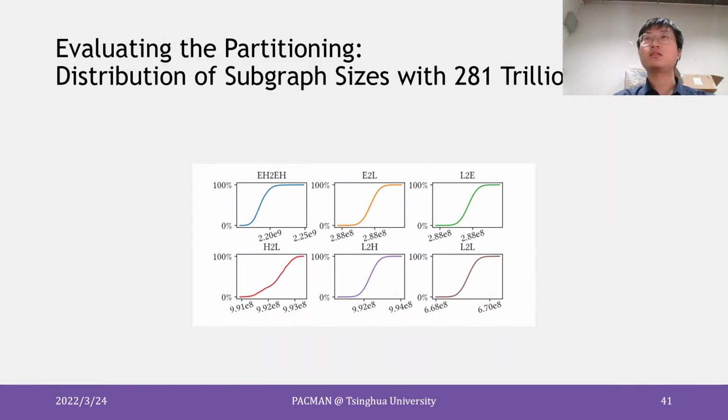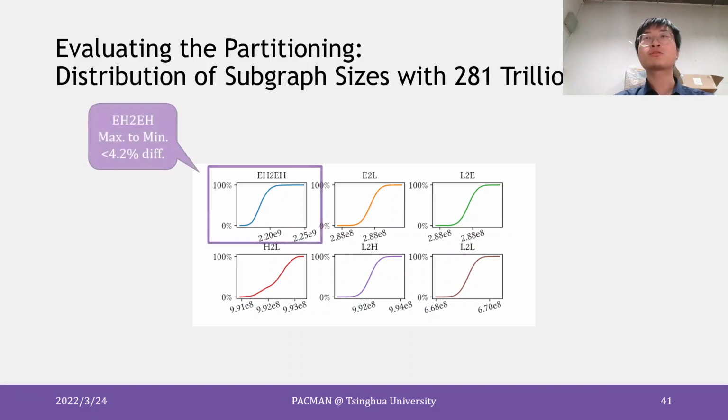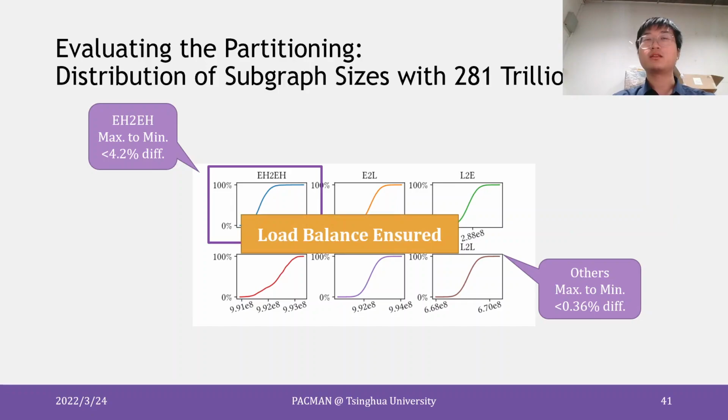To see what happens in the new partitioning method, we recorded the distribution of subgraph sizes on each node with 281 trillion edges at full scale. The figures shown are the cumulative distribution functions. Notice that the x-axes are all in a small range, which indicates that outliers do not occur. To be accurate, EH2EH has a min-max difference less than 4.2%, and the others no more than 0.36%. Such a balanced graph size distribution ensures load balance in the first place.